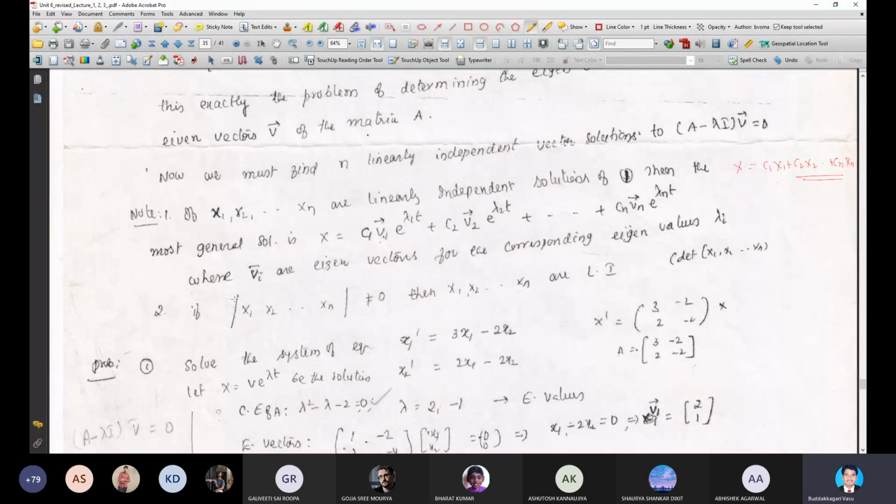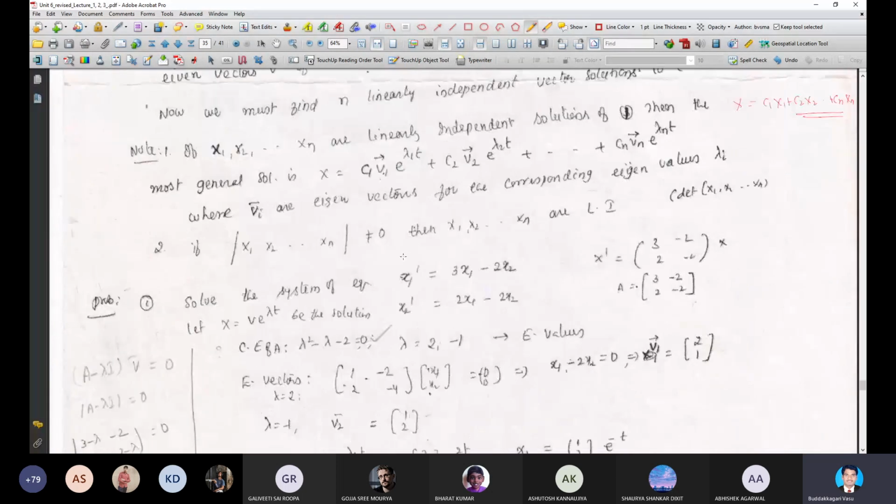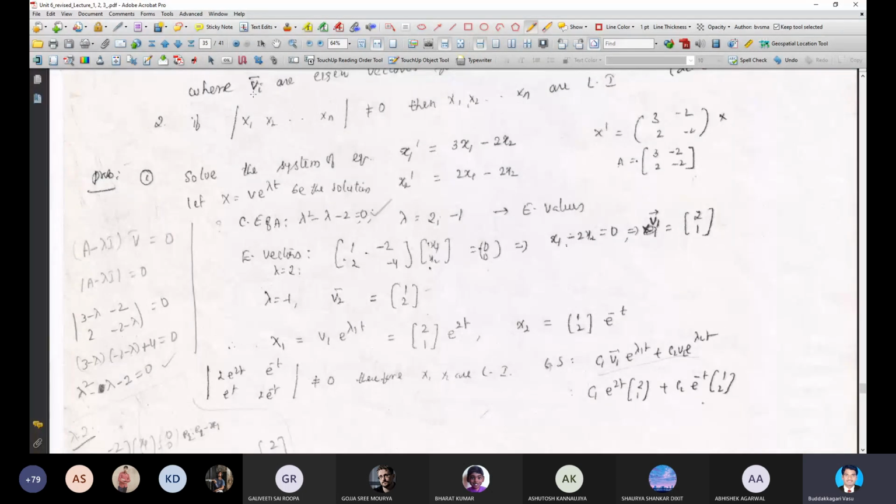Solve this system of equations. x1 dash is equal to 3x1 minus 2x2 and x2 dash is equal to 2x1 minus 2x2. This is the given system. Now first write this into the matrix equation. Let x be the vector, here what are the unknowns? x1, x2, that we put in the vector. x is equal to x1, x2, right?